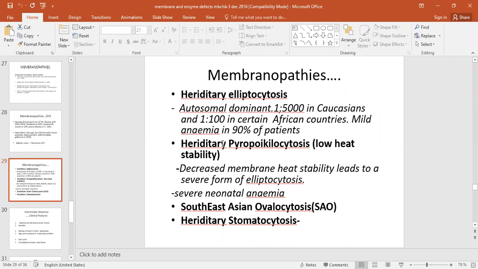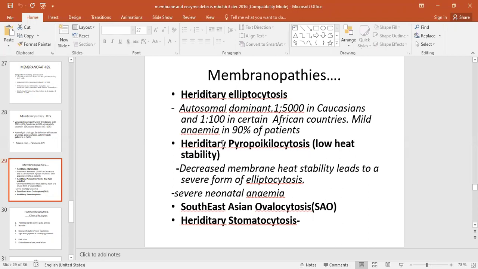Hereditary elliptocytosis is autosomal dominant, affecting 1 in every 5,000, especially in the Caucasian communities, and then 1 in every 100 in certain African countries. Ladies and gentlemen, again, how many of us have hereditary elliptocytosis? 1 in 100 is a very large number. I think the whole continent should be exhibiting hereditary elliptocytosis at that rate. 1 in every 100 is a big number. I don't know how many we would be having. I think we would be having 5 million Kenyans with possibly hereditary elliptocytosis at this rate.